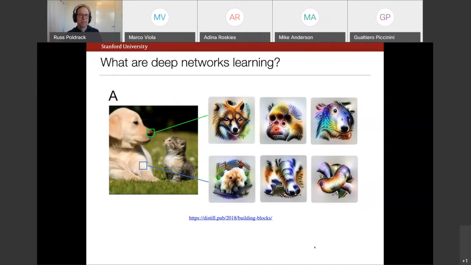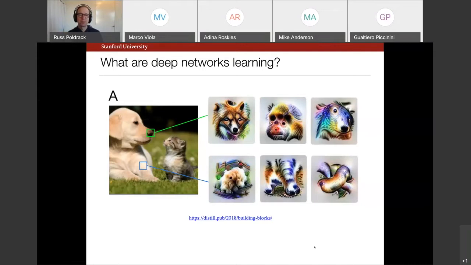Similarly, if you take the unit that activates most strongly to its leg and say, find the images that maximally activate this unit, they look kind of leggy a little bit, right? Or at least have some texture similar to that. So what this shows is that we can understand what these deep networks are learning.